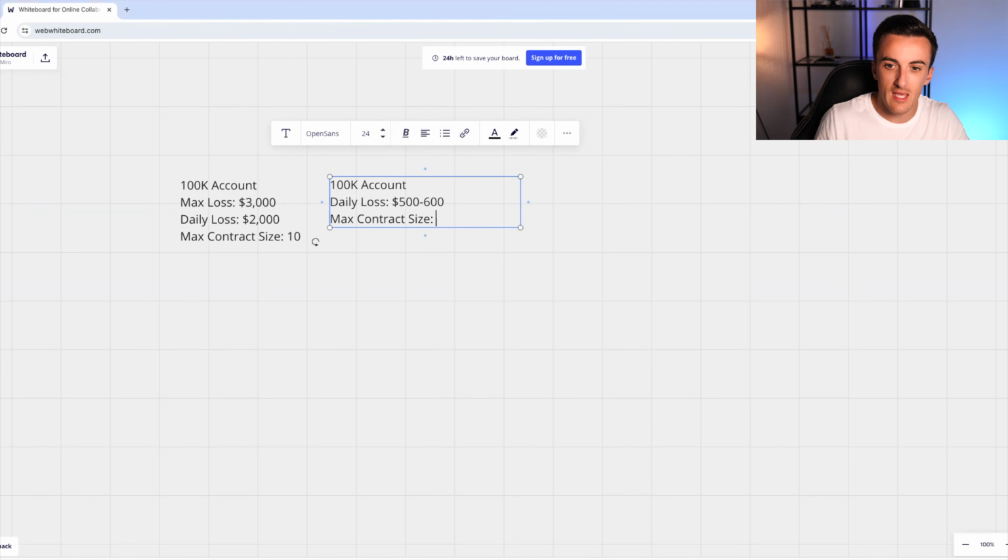I'm going to give you the max contract size, because obviously you can trade 10, but I don't think you should be trading anywhere near 10. You should be trading 2 to 5 contracts.